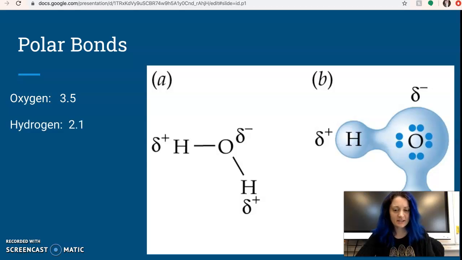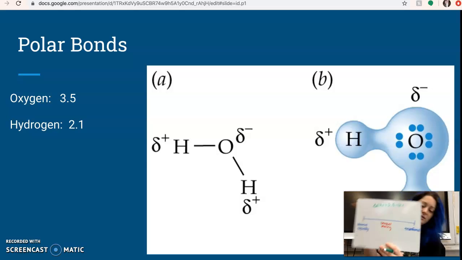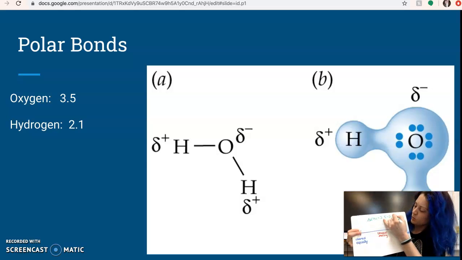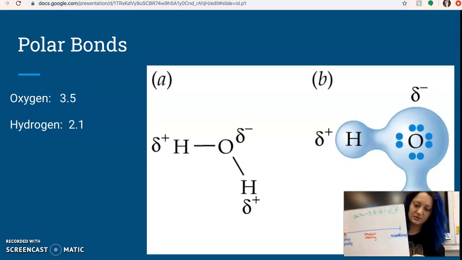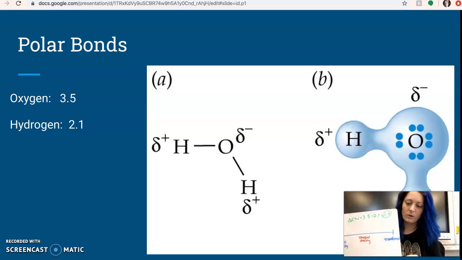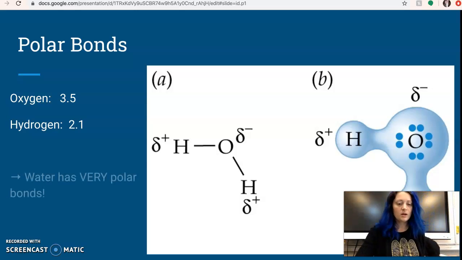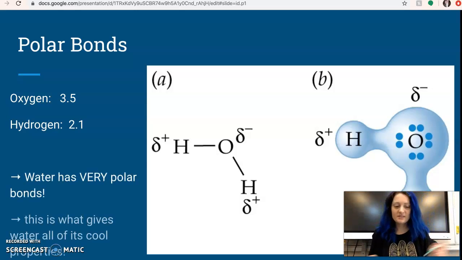And I've got the electronegativity values listed here. So we have oxygen with 3.5 and hydrogen is 2.1. So when we do that subtraction, it's just going to be 3.5 minus 2.1 equals 1.4. Okay, so this is the difference in electronegativity. We're going to call that the dipole moment, which we'll get back to in a moment. This is a fairly large difference, which means that water has very polar bonds.